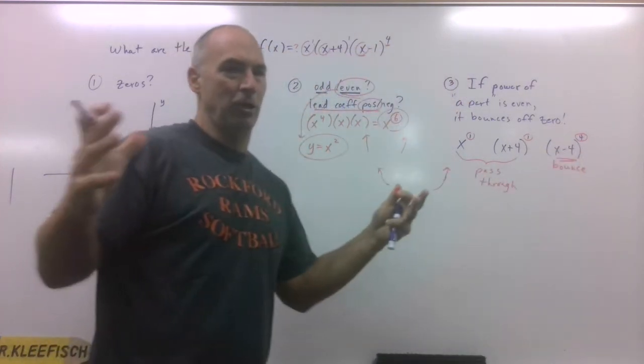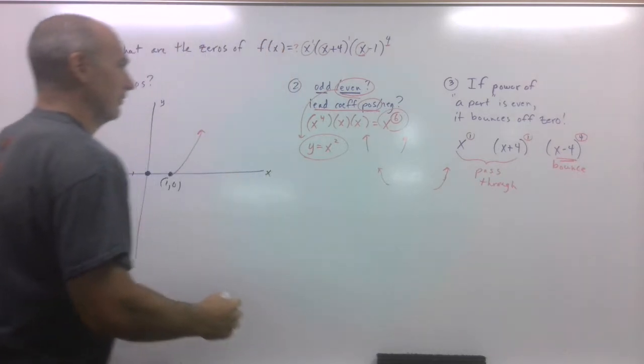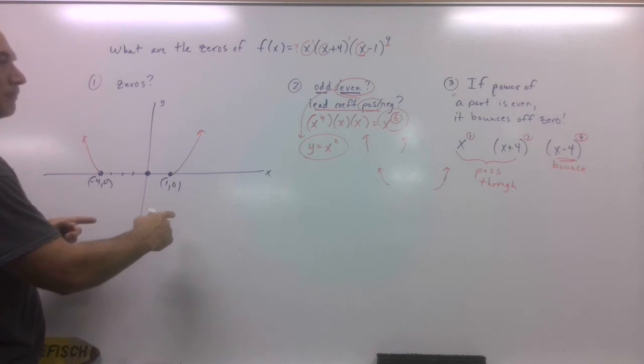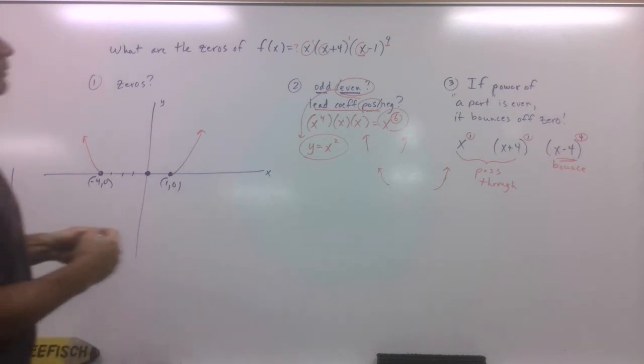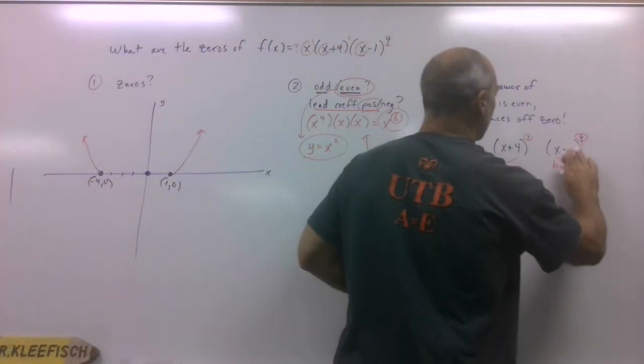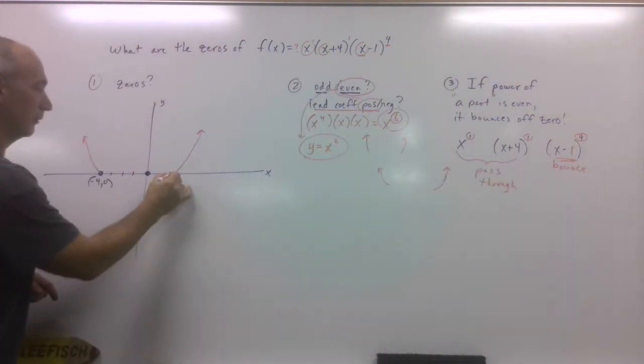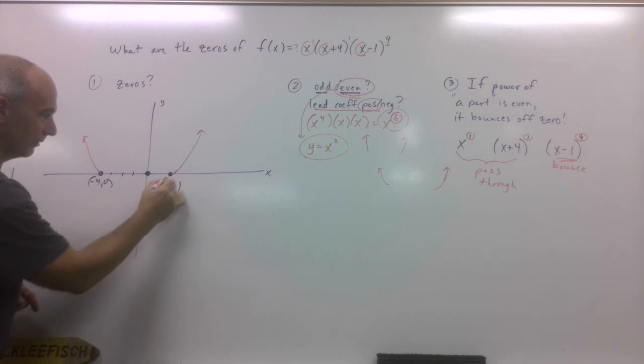So I'm going to try to pull all that together. And I say, okay, well, if it passes through, (x - 1), you guys probably saw that. It's going to bounce off here. It's not going to go through. That would be a mistake. So it's going to go down, and it's going to come up.